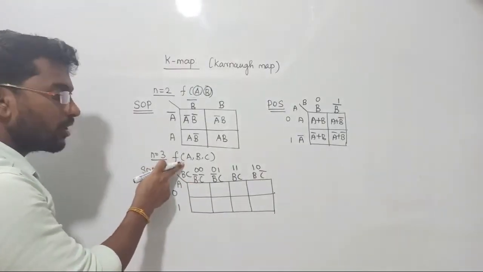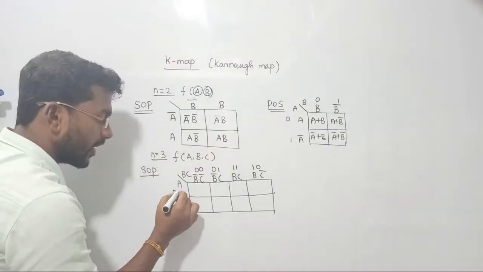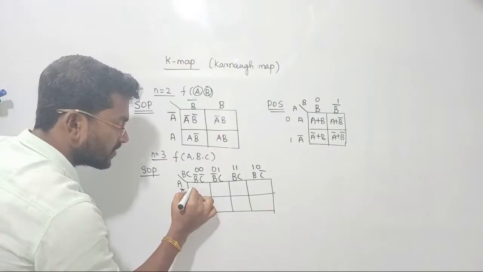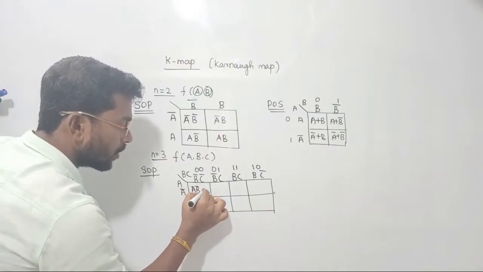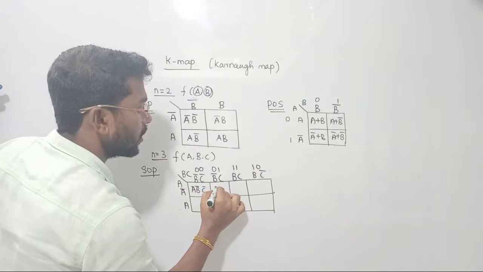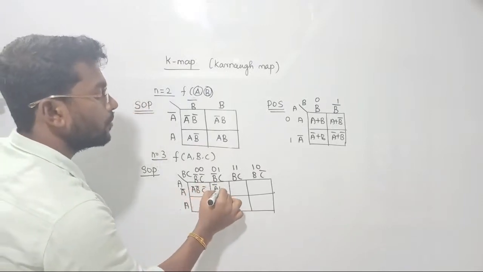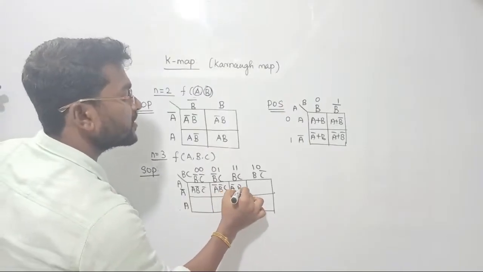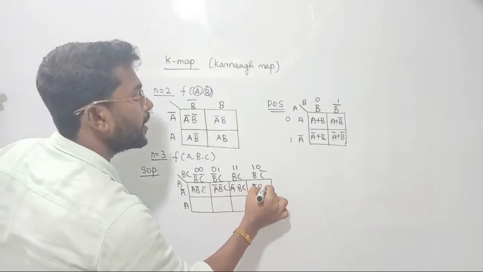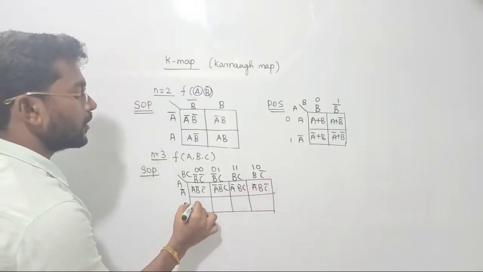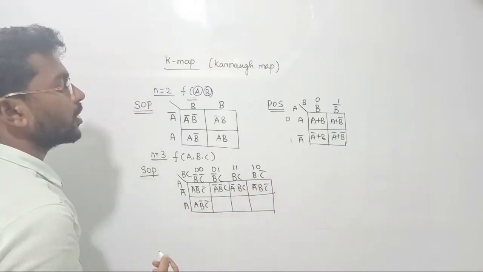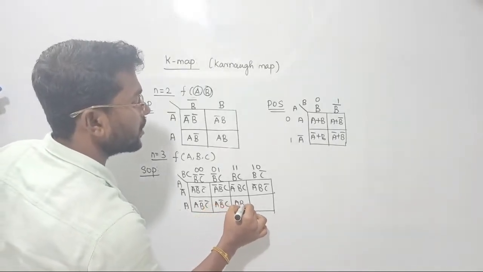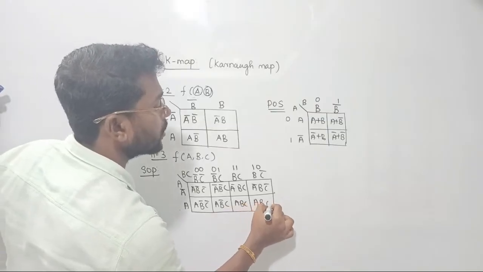Since we are considering 3 variables, how will we write them in min term format? This is going to be A bar, this is going to be A. The first is A bar, B bar, C bar. Then A bar, B bar, C, and A bar, B, C, and A bar, B, C bar, and A, B bar, C bar, and A, B bar, C, and A, B, C, and here we are going to consider A, B, C bar.